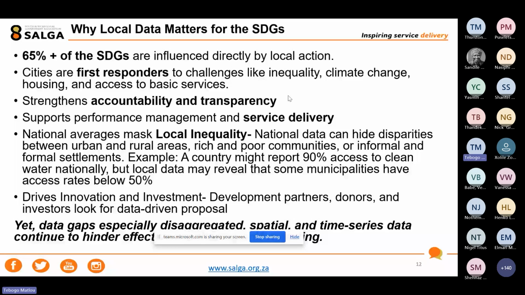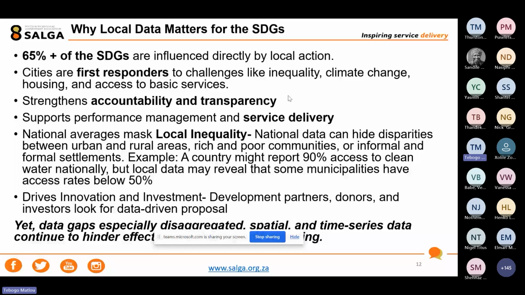National averages mask local inequality. I'm saying this because national data can hide disparities between urban and rural areas, rich and poor communities, or informal and formal settlements. For example, a country might report 90% access to clean water nationally, but local data might reveal that some municipalities have access rates below 50%. They might have a tap, but that tap doesn't bring anything. It's only air that is coming out of the tap. So that's why local SDGs are very key.